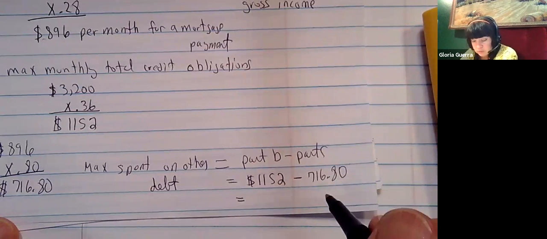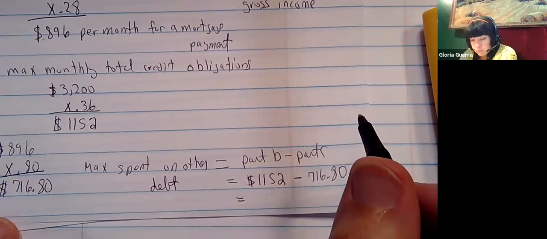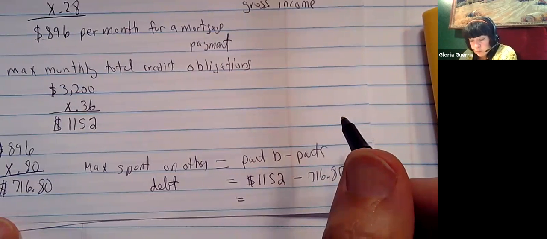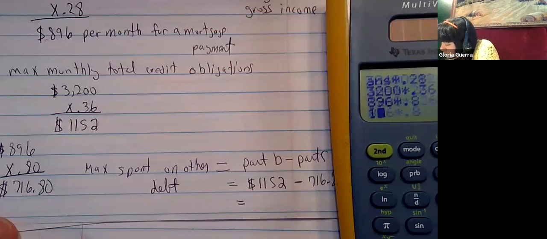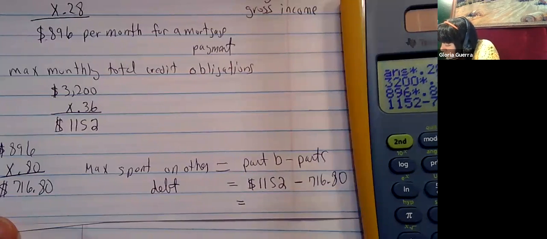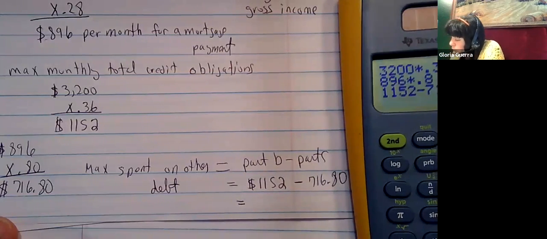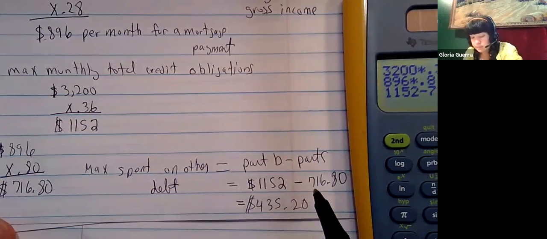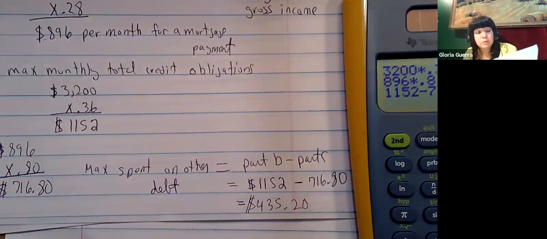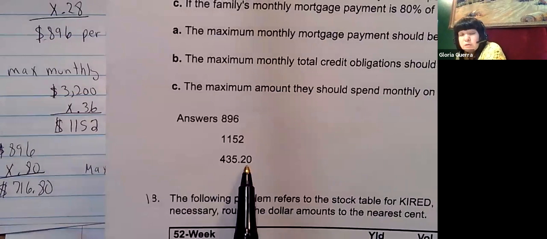which is a biggie, right? That's the home, for the home, right? And then let's see what's left over. $435.20. Okay. $435.20. Is that all right then, class?